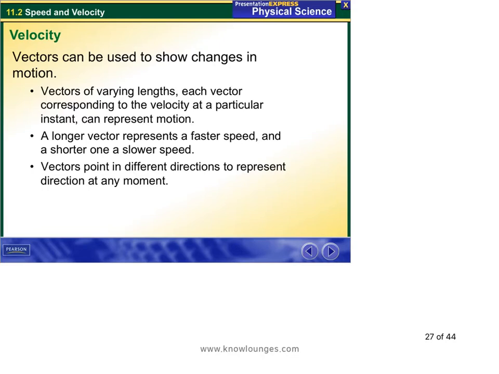So, vectors are frequently used to show change in motion. In the last section we talked about how we use little arrows, lines, to represent the vector. The length of the line corresponds to, in this case, how fast it's going, and then we have a direction associated with it too. So a longer vector represents a faster speed, a shorter one, a slower speed. Vectors can point in different directions to represent the direction.